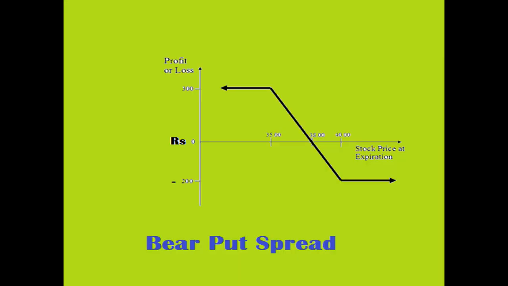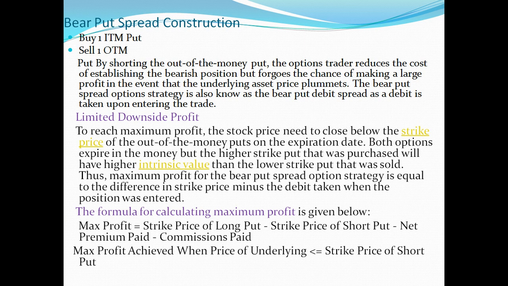So I have shown you the diagram of bear put spread. You see the y axis rupees is there, then 300 and minus 200. Then you see the price, how the price is fluctuating, 35, 38 and 40, and how it is moving. You have to correlate with the example. I will show you the example at the end of the PPT.